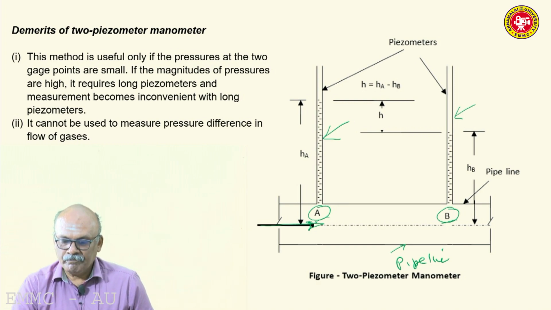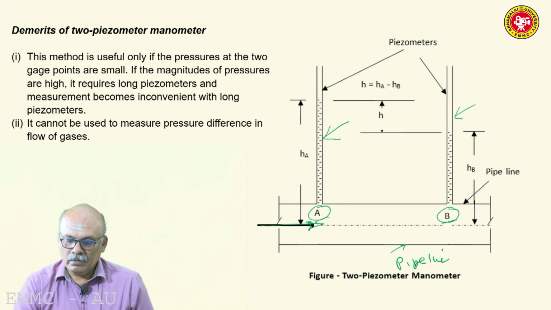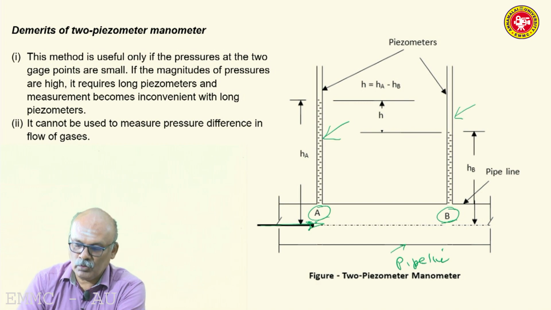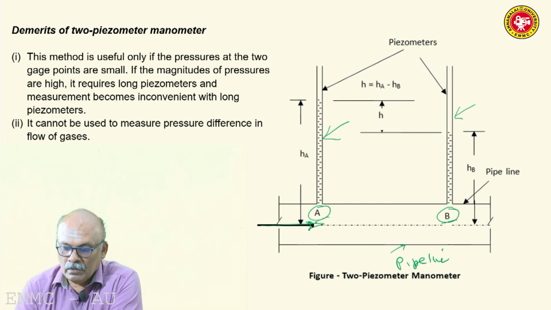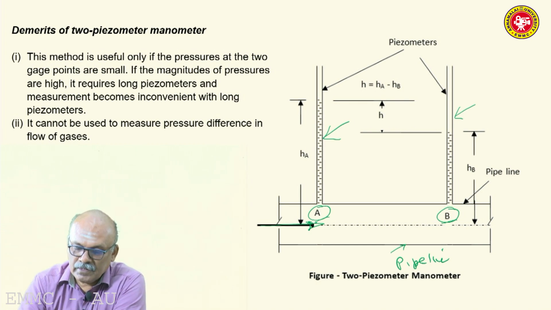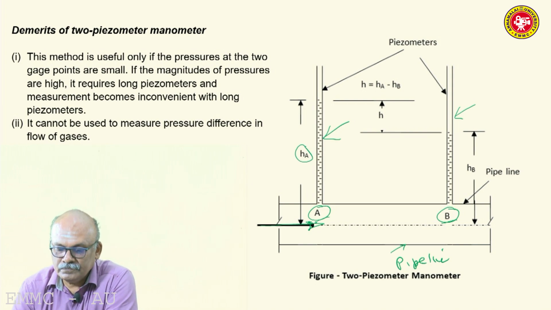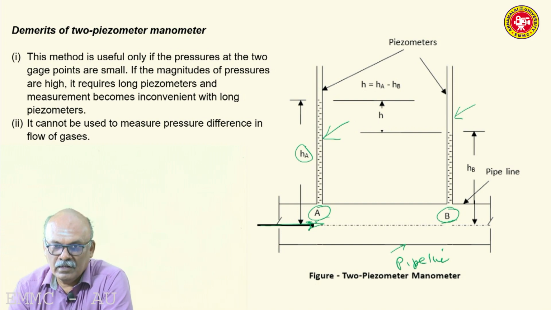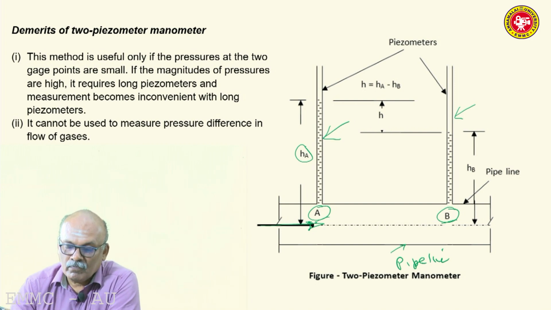Here, because of the pressure at A, the pressure is transmitted in the form of rise of liquid which is flowing through the pipeline to a height HA. There is a rise of liquid in the piezometer. Please note, the 2 piezometer manometer can be used to measure only difference of pressure in which liquids are involved. We cannot measure gases because gases do not have a free surface.